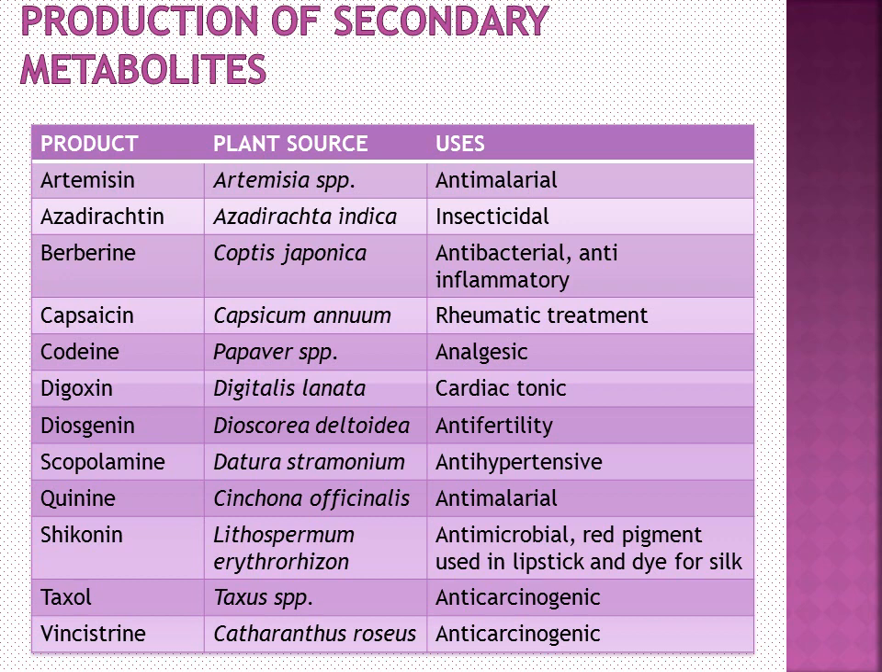This is a very important chart which shows the plant source which gives rise to the product, which is a secondary metabolite, and its possible uses. For example, we have artemisinin, which comes from Artemisia.